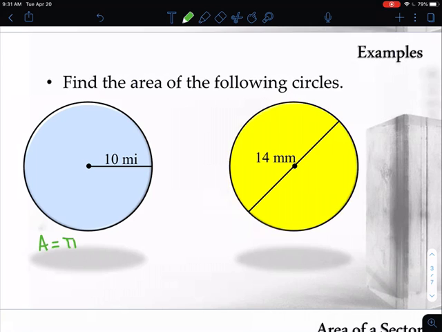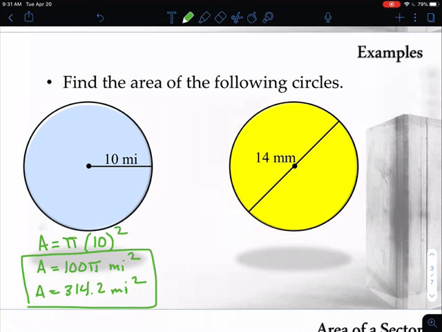So if I'm looking at this blue circle first here, my formula calls for pi times the radius, in this case, which is 10, squared. Now, like circumference, we might want the exact area. So I might take 10 squared, which is 100, and then times pi. And then my units would be miles squared when I calculate area. This would be a perfectly acceptable answer for the area. Or a lot of you would rather plug into your calculator and get a decimal, which is perfectly fine. And so if I plug 100 pi into my calculator, I get 314.2 miles squared. And so either way, I have my area for my circle by using that pi r squared.